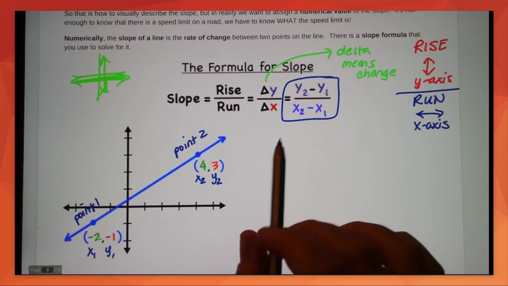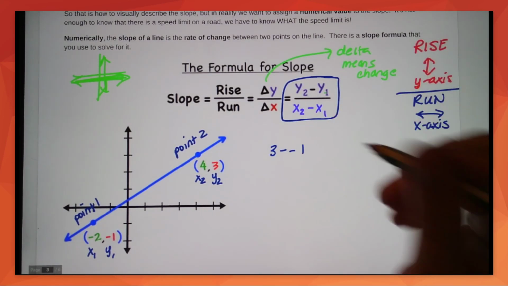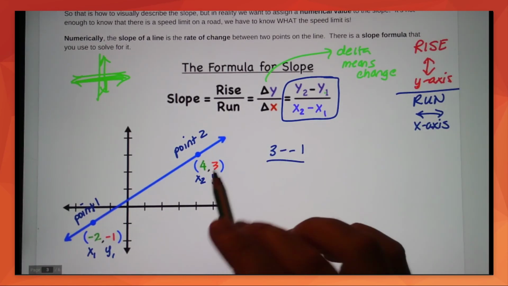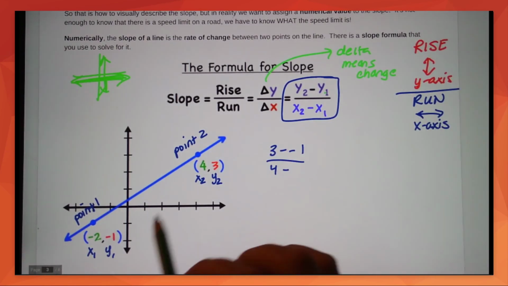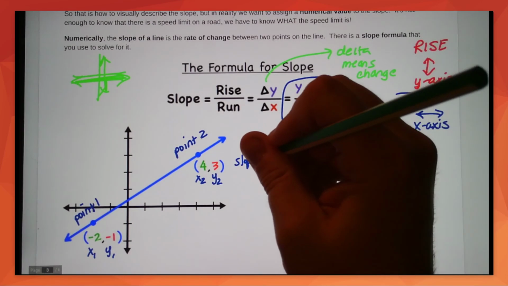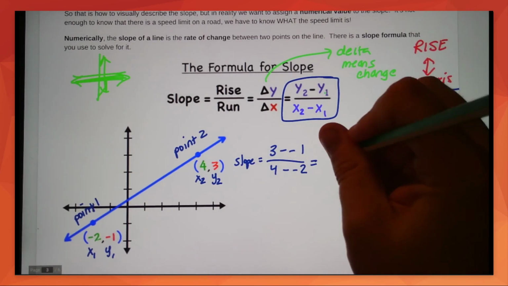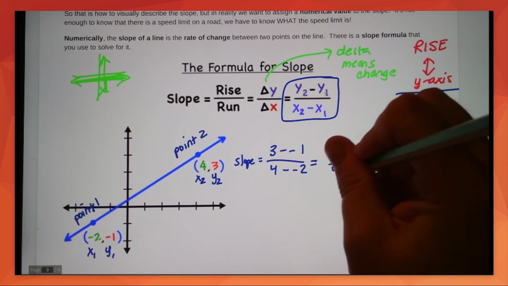So let's plug these in. y2 is 3. y1 is -1, so 3 minus -1. x2 is 4, x1 is -2, so 4 minus -2. Now that looks super weird, right? We're going to put slope equals, by the way. That's not something you normally see. You don't ever see minus minus, because we know minus minus really just means add. Okay, that means addition. So let's fix that. This is going to be 3 plus 1 divided by 4 plus 2.